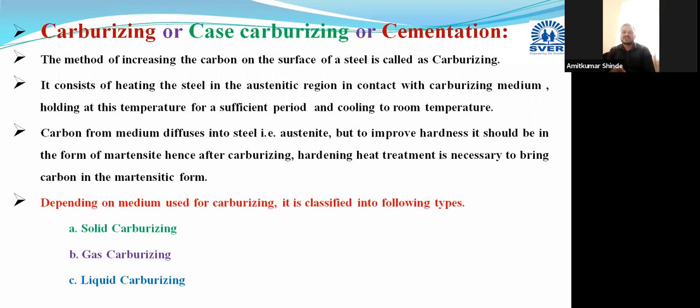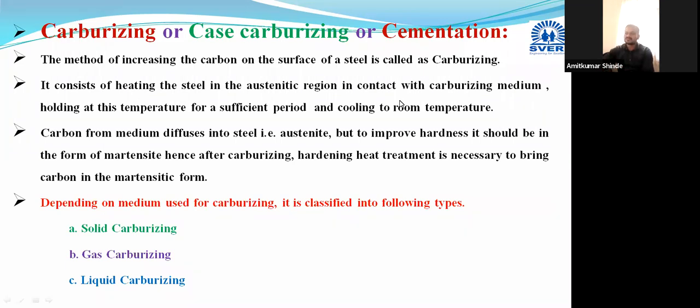During this heating we are providing sufficient holding time. During this holding time, carbon from the carburizing medium gets diffused into the austenite, and after this diffusion we cool it to room temperature. And during this cooling you have to follow some heat treatment processes also. Why, after that cooling, do we follow some heat treatment process? Why is this further heat treatment process necessary?